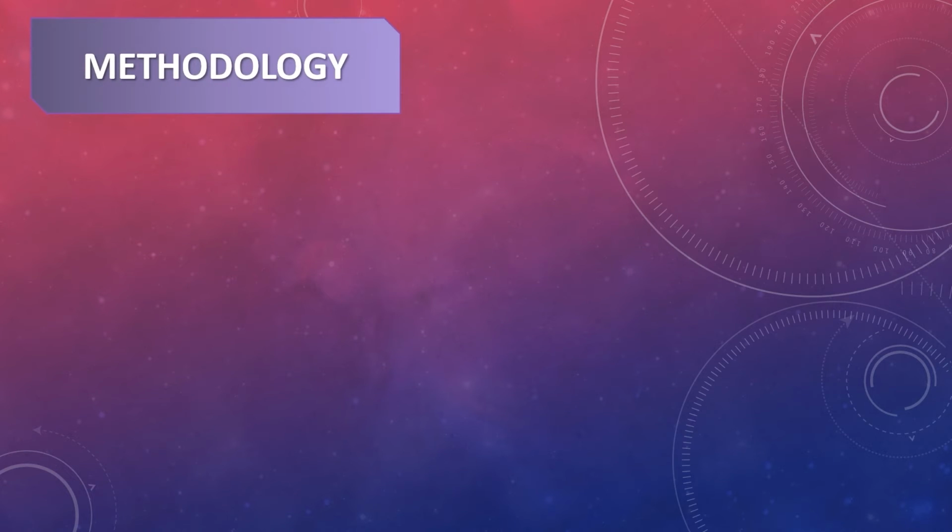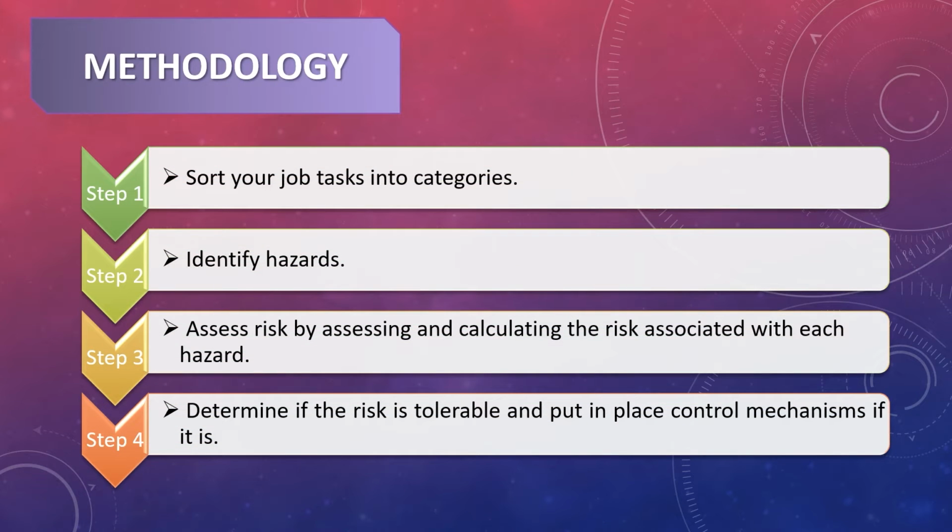The methodology we use for this study is HIRARC, also known as hazard identification, risk assessment and risk control. The purpose of using HIRARC is to determine all variables that might endanger employees, and hazards. There are 4 crucial steps to be followed to achieve the purpose of HIRARC. First is to sort your job tasks into categories. When we are doing a job, we can break it down into multiple work activities, as stated here.